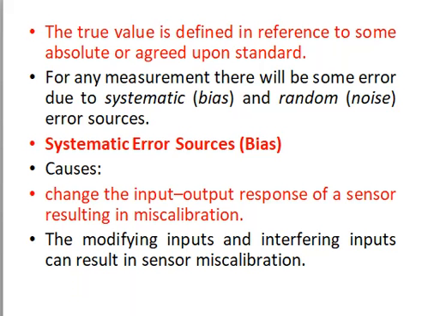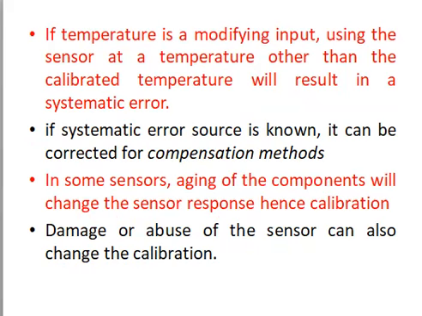So the modifying input and the interfering input can result in a sensor miscalibration. That is, whenever their values keep on changing randomly in such a way that the modifying is not canceling the interfering completely, definitely an error will occur, and that error is also a systematic error. And of course, whenever temperature is used as the modifying input, and you use the sensor at a temperature different from the specified one, definitely the result will be wrong, and this will cause what you call systematic error. Also, if the source of this systematic error is known, it is very easy for us to correct it using methods that we call compensation. As I have started explaining, the modifying signal is a compensating signal. Its function is to trace the value of the interference, which is noise, and eliminate it completely.